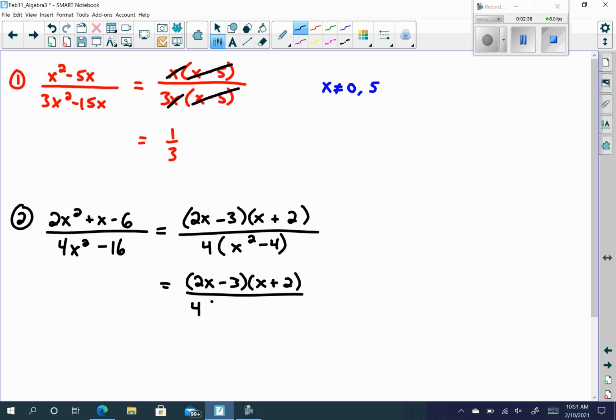Still keep the 4 here, and then x squared minus 4 factors into an x minus 2 times x plus 2. Again, I want to state restrictions. So there's no x with that 4, so I don't have to worry about it. This first x cannot equal a positive 2. The second x cannot equal a negative 2. Now I can cross out the x plus 2's. That's it. So my final answer up top, we're left with 2x minus 3 over 4 times x minus 2.